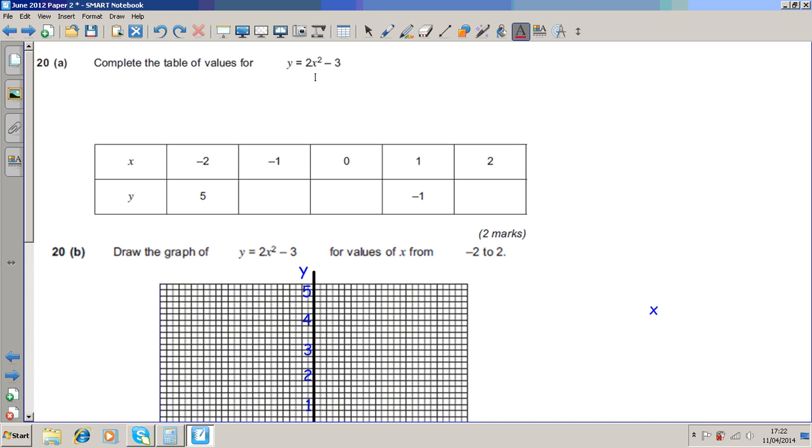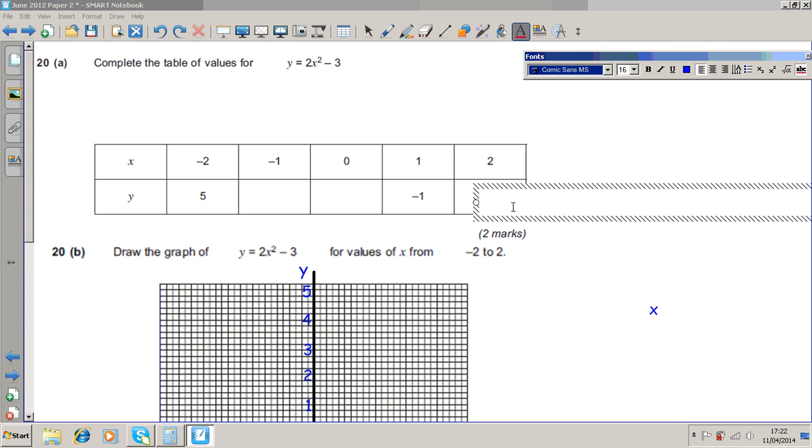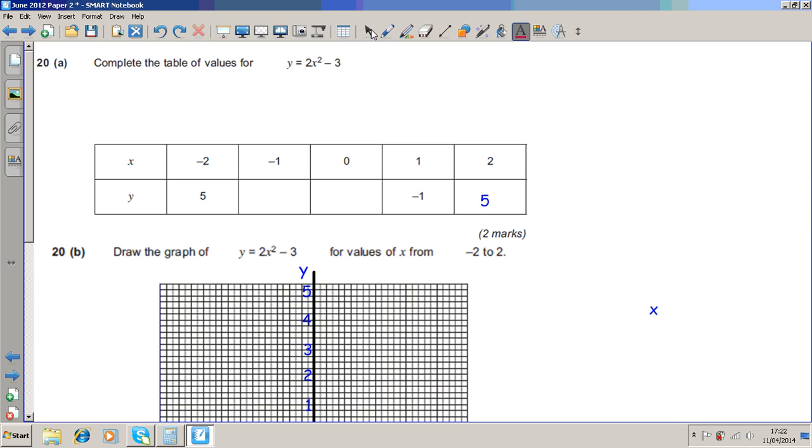Complete the table of values for y equals 2x squared minus 3. So I will start with the positive side here. And we do remember squared first, so 2 squared is 4, times 2 is 8, minus 3 is 5. So that's 5. And the good thing with these is there's normally some symmetry going on, so it's 5 there, means there'll probably be minus 1 here. We'll do the 0 first.